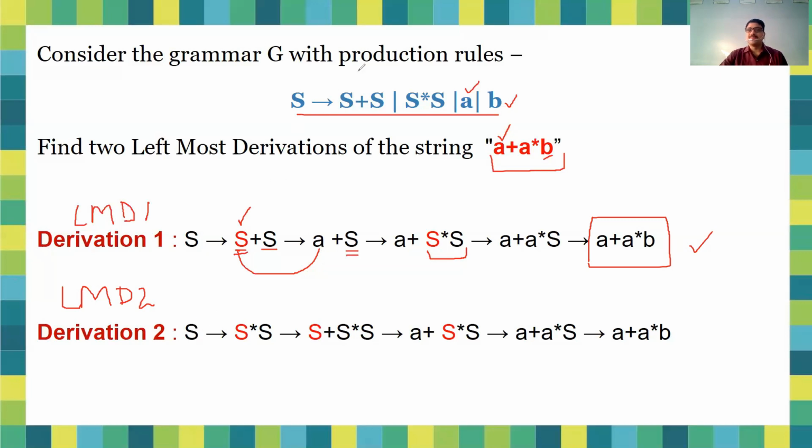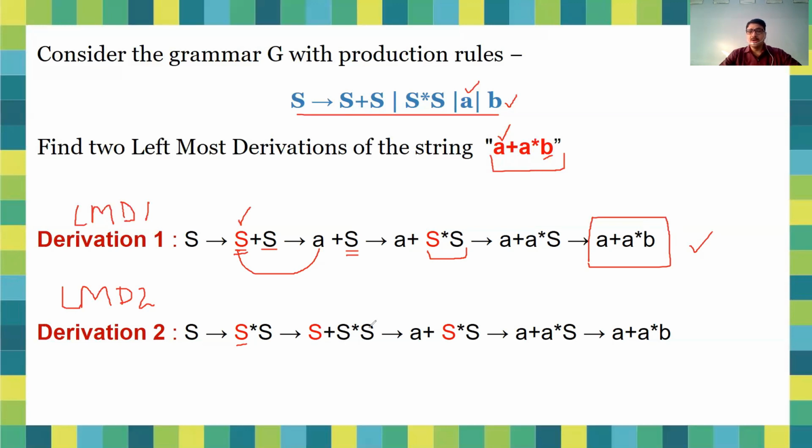Now you can expand this S by S + S or S * S, because these are the two productions given in the grammar. So simply here I want to replace this S by S * S. So this is S * S, right? Now this is the left variable and this is the right variable, right? Since we are trying to obtain the leftmost derivation, we should expand the left one. So in place of this one, this S can be expanded as S + S. So in place of this S, I'm just putting S + S.